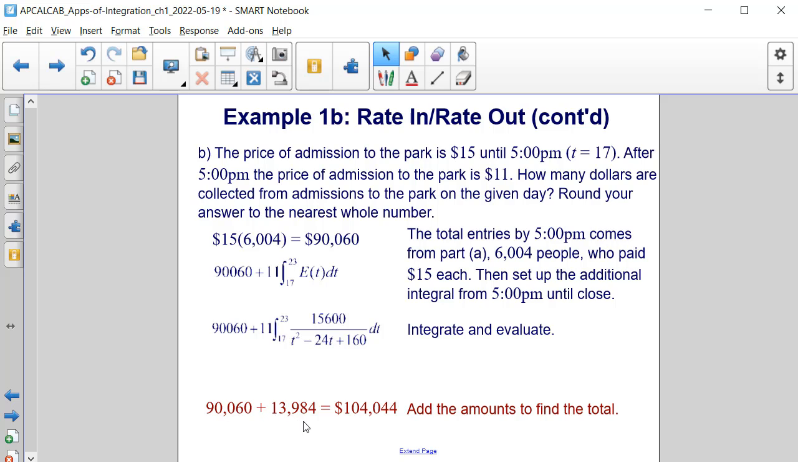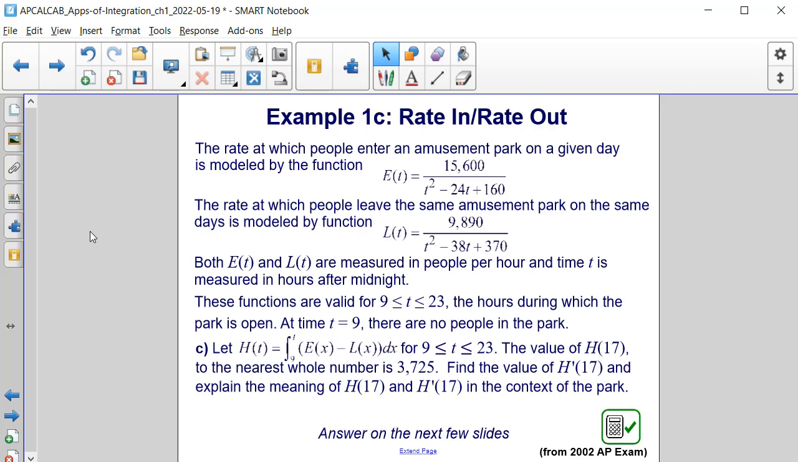And here there's an extra step that's showing, which would be directly evaluating the second part of this integral, and then adding afterwards. But we still get the same solution, $104,044. Now let's look at part C of this question.